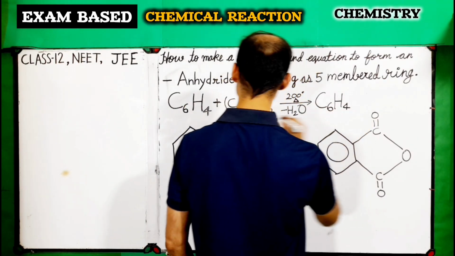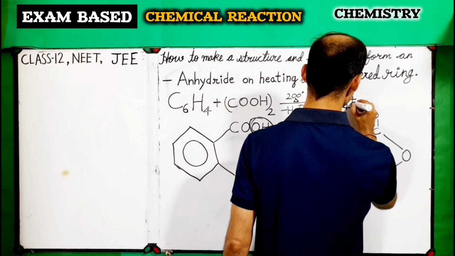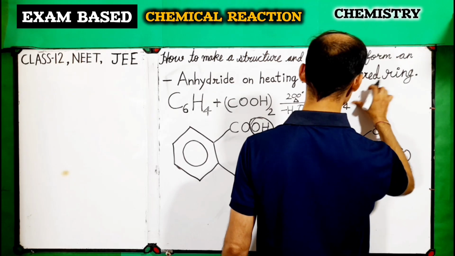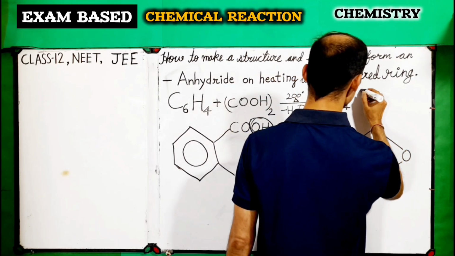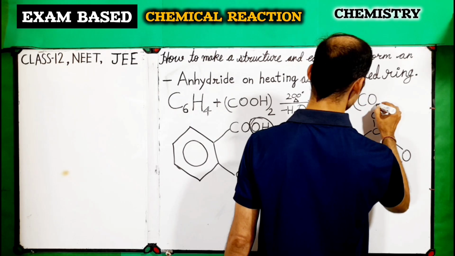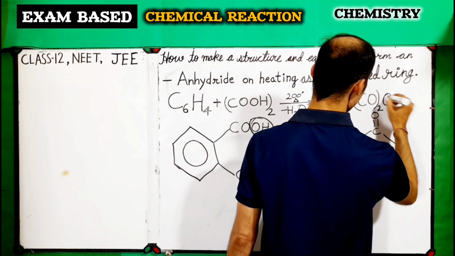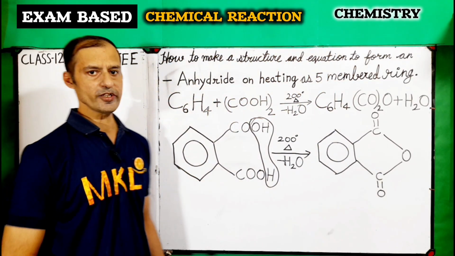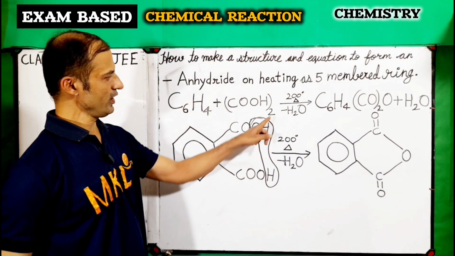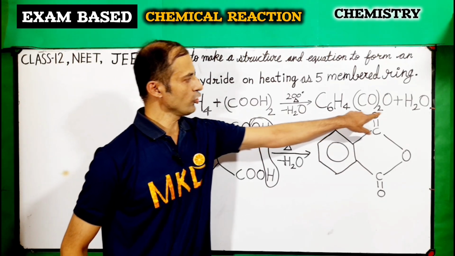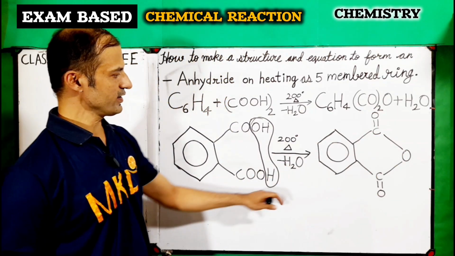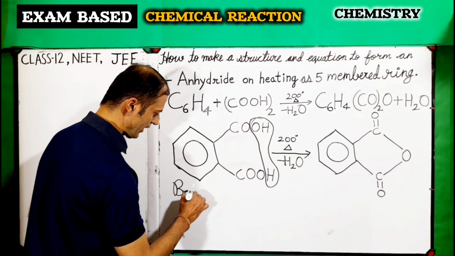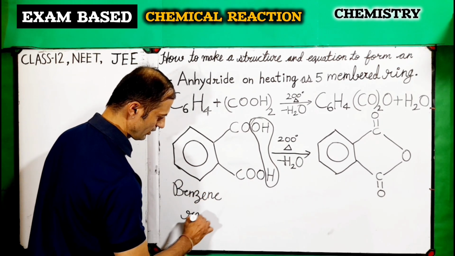Now C6H4 plus. Now students, C6H4 and then CO2 and O plus H2O. This is the right equation. Okay. So here I made C6H4 CO2 O plus H2O. So then students, this is called the benzene ring. What should I write here? I also want to write benzene ring.